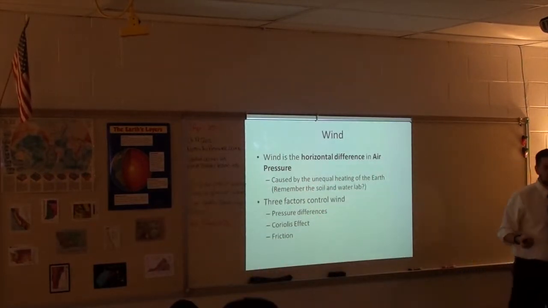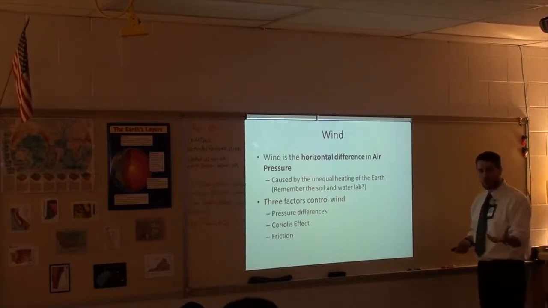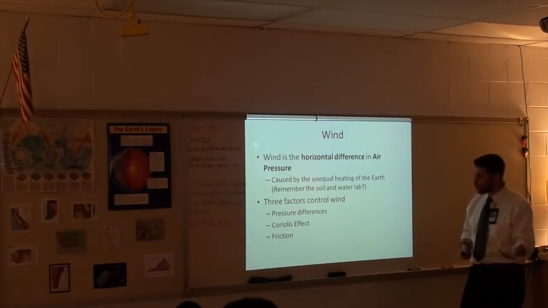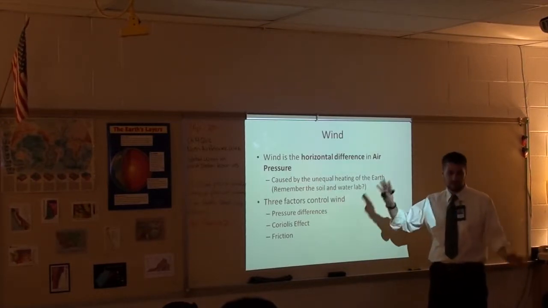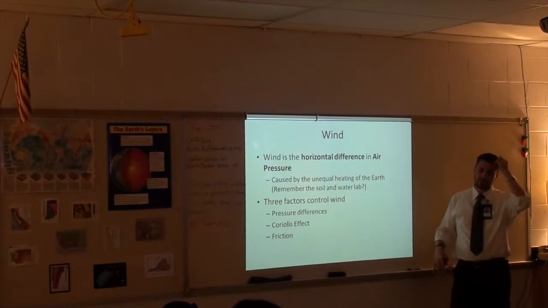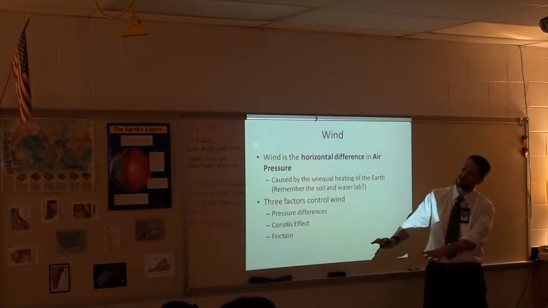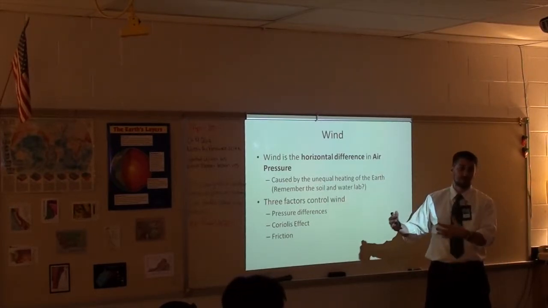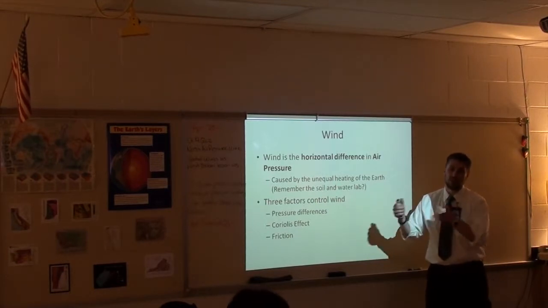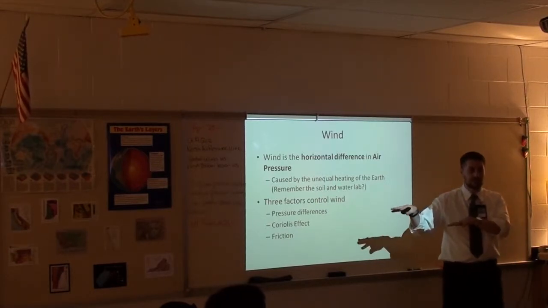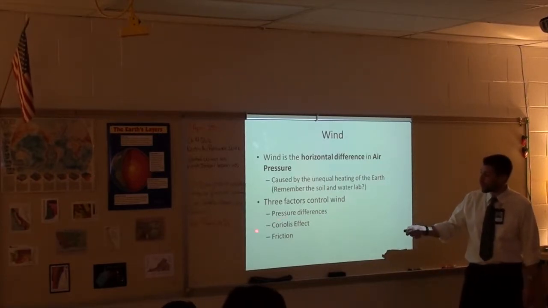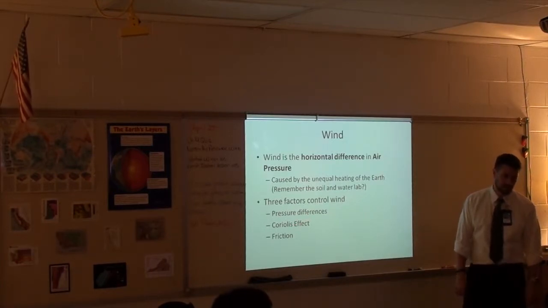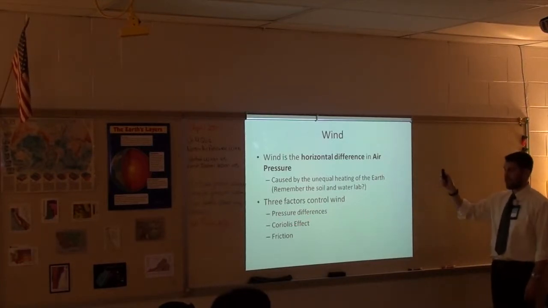And then you have this goofy thing called the Coriolis Effect. And we have friction. The Coriolis Effect, we're going to talk about that in a slide. Friction is simply as the wind moves across the ground, the ground that it's moving against is pushing against it and pulling it back. So it doesn't go as fast as it could go because there's friction. That's not as big of a deal, but the Coriolis Effect and the pressure differences are huge. Okay? Ready for me to move on?